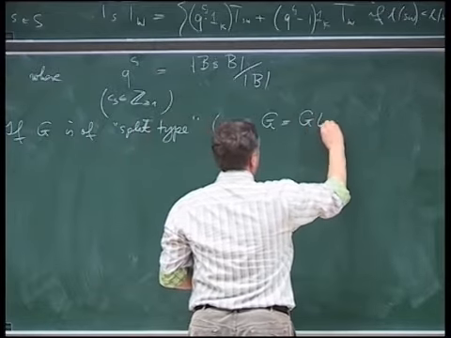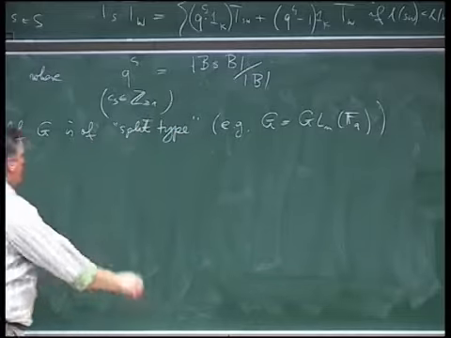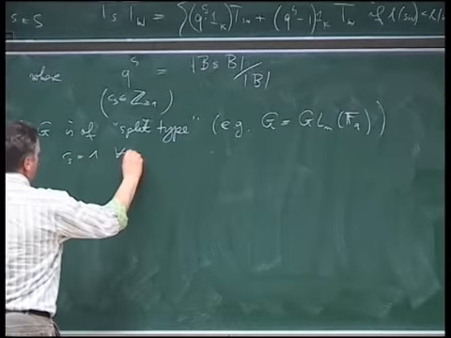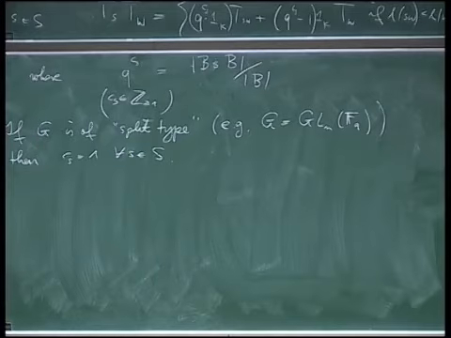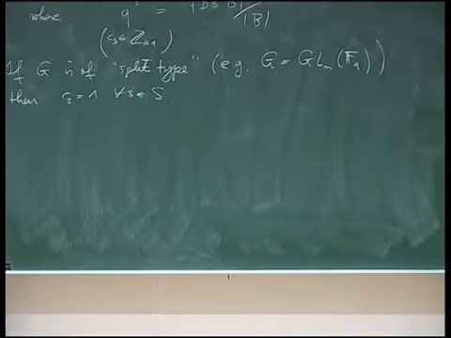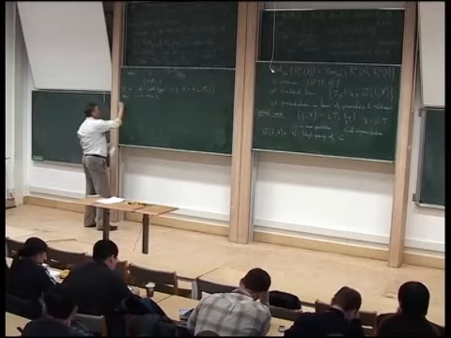G is GLN, FQ, then all these are 1. So let me just give you an example where you can really see that they can be different also.